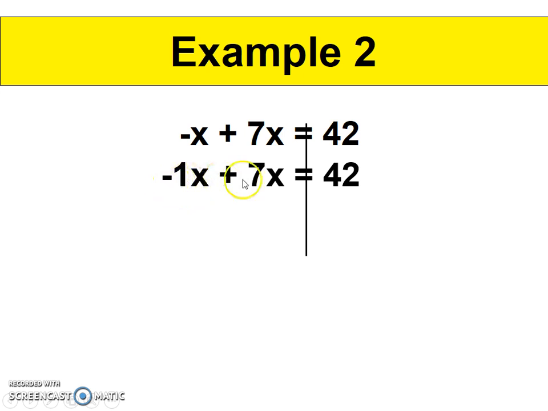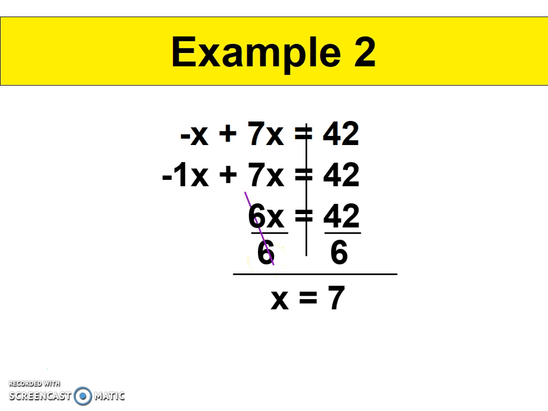All right, so negative 1x plus 7x, those are like terms. What would that side simplify to? So when you add negative 1x plus 7x, what do you get? Hopefully you said that that was going to add up to 6x, which is still equal to 42. And then like our last example, there's no addition or subtraction to get rid of, just this multiplication here. So 6 times x, we'll use the inverse operation, which will be to divide. So we'll divide both sides by 6, and x is going to be equal to 7.